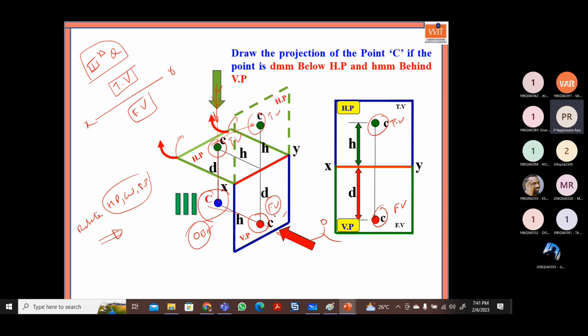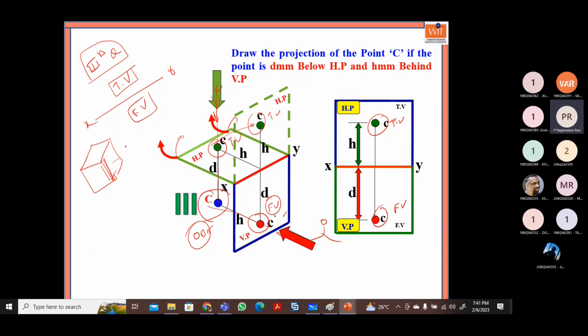See, it is exactly reverse to that of the first angle projection, but we are able to see the images are separated. Separately we can visualize, separately we can read. So that means I can prefer the third angle projection, no problem. Suppose, in the previous example, I took a simple block.